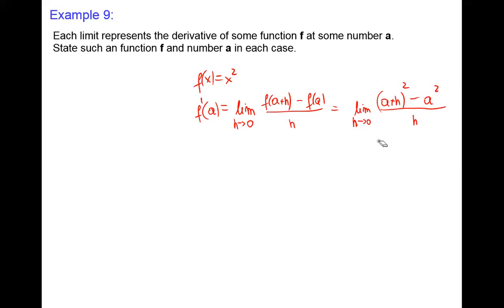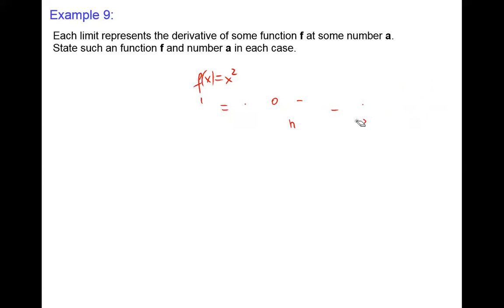Now, how will I test you? I want you to look at this and kind of recover it. You will tell me, oh, this limit represents the derivative of the function x squared, because we can see we're squaring, at the value a. Or maybe I can give you 4. You will see 4, and you will see 16. Okay, that's the way.